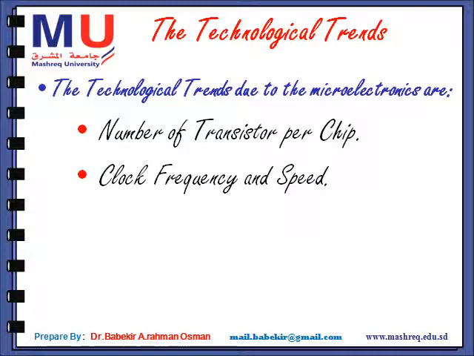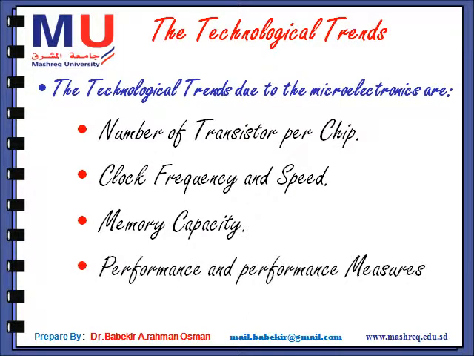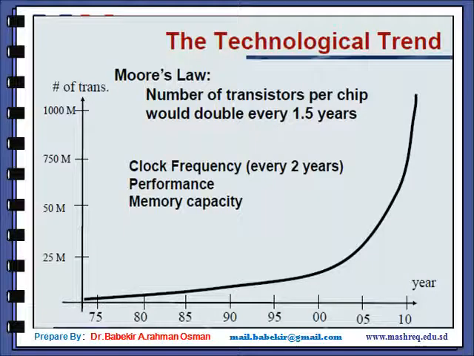Another trend is clock frequency, which also determines the speed of the chip. The third is memory capacity, the capacity of memory within the system itself to support its purpose and operation cycle. Also, performance and performance measures are part of the technological trends, the measures used to assess the system.